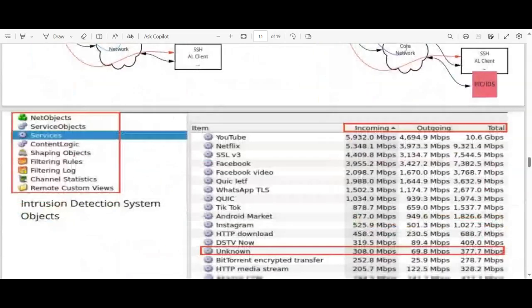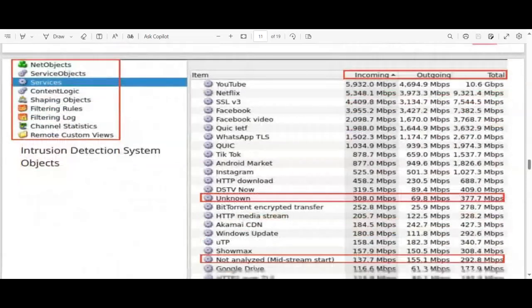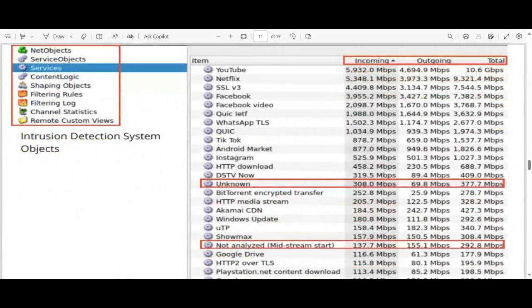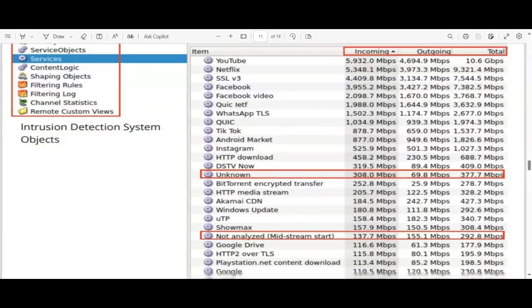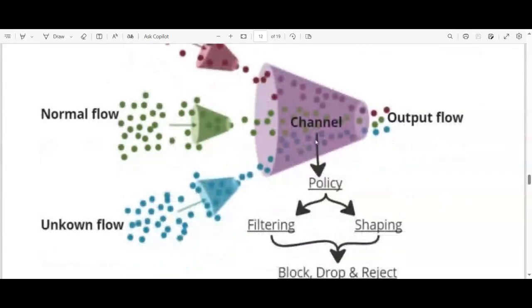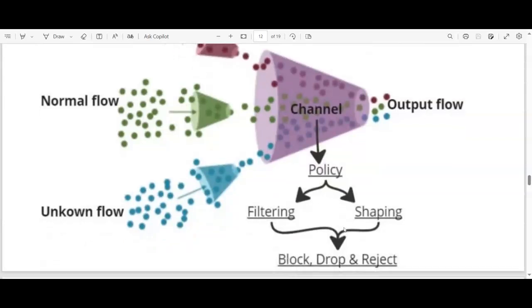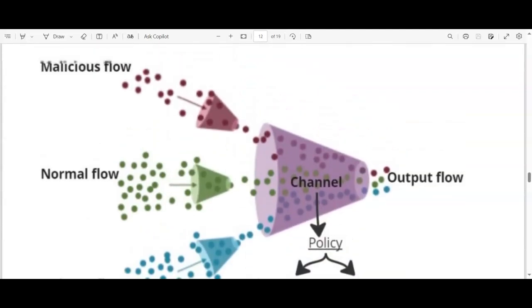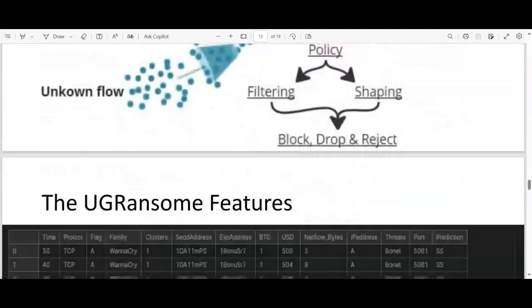This is the type of traffic that bypasses the PRE. We can have YouTube, Netflix, Facebook. But if this traffic is malicious, then the dataset can be configured to block the traffic. So in the channel area of this representation, this is where we actually implemented the datasets with various policies to filter and shape, or even to drop or reject the traffic according to specific rules or characteristics within the dataset to determine whether the traffic was a malicious flow, normal flow, or unknown flow.